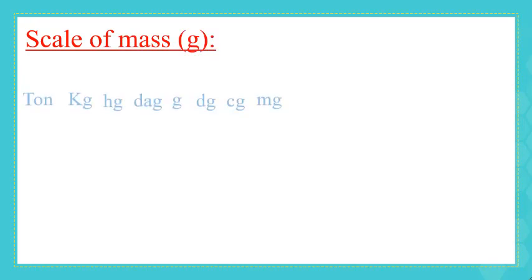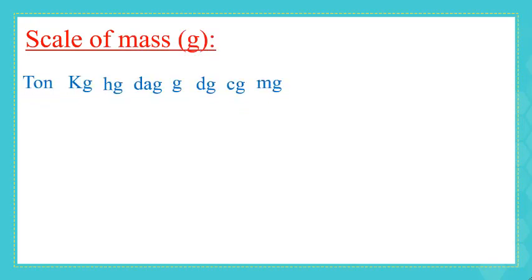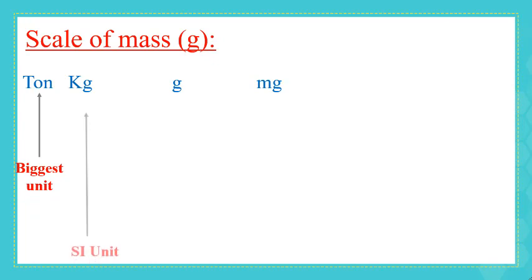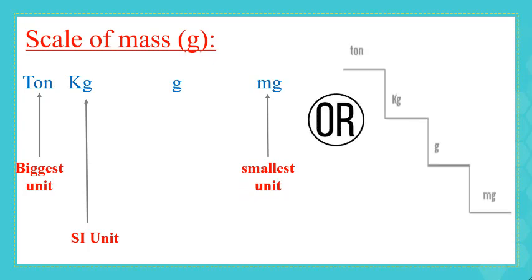Scale of mass. This is the scale of mass, where it is arranged in decreasing order from the biggest unit to the smallest unit: ton, kilogram, hectogram, decagram, gram, decigram, centigram, and milligram. But the units that we want to use are only these: ton, which is the biggest unit, kilogram, that is the SI unit, gram, and milligram, that is the smallest unit. We can put it in this form or in this form.